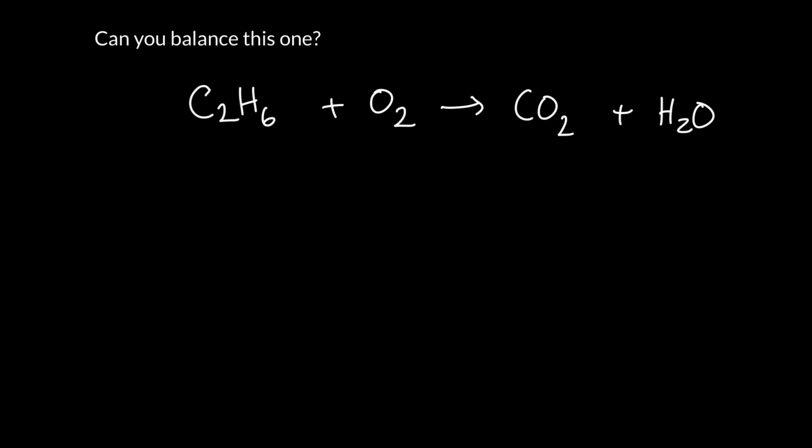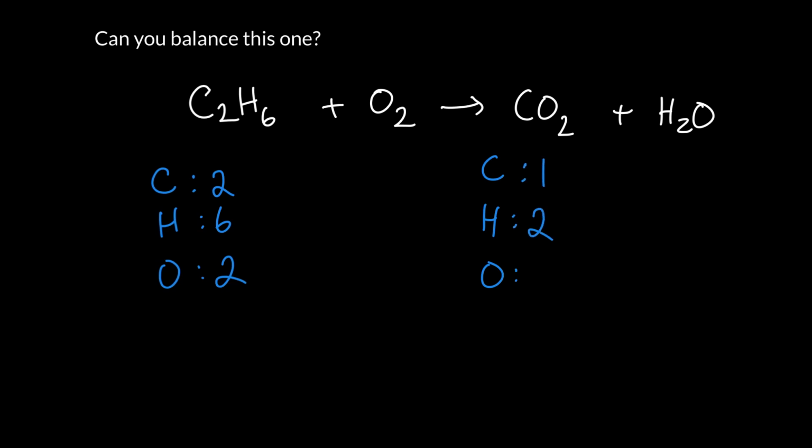Okay, here we go. The way we're going to balance this is underneath, we're going to keep track of the elements carbon, hydrogen, and oxygen. If we count up, we have 2 carbons, 6 hydrogens, and 2 oxygens on the left. And we've got 1 carbon, 2 hydrogens, and 3 oxygens on the right. Don't be fooled, there are 2 oxygens in CO2 and 1 in water, so we have to add them both together to get our tally of 3.